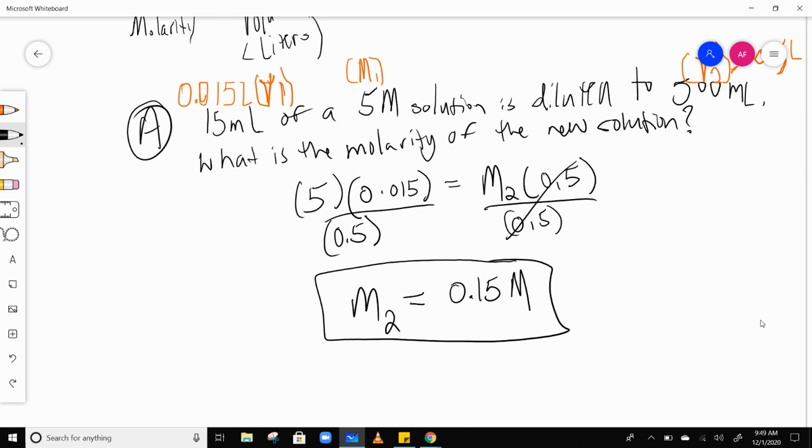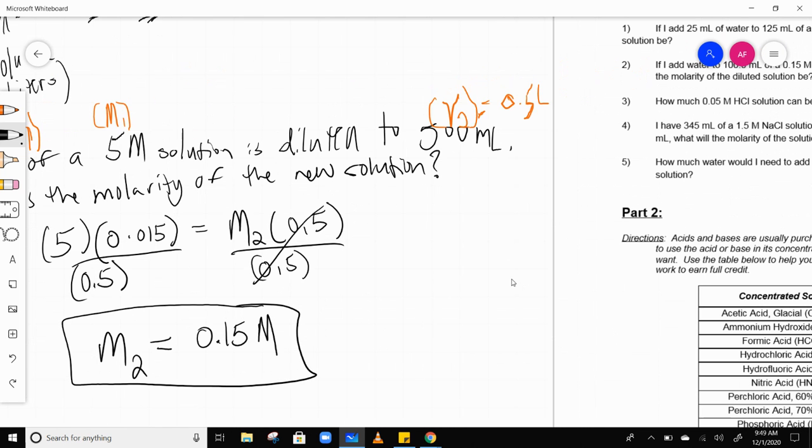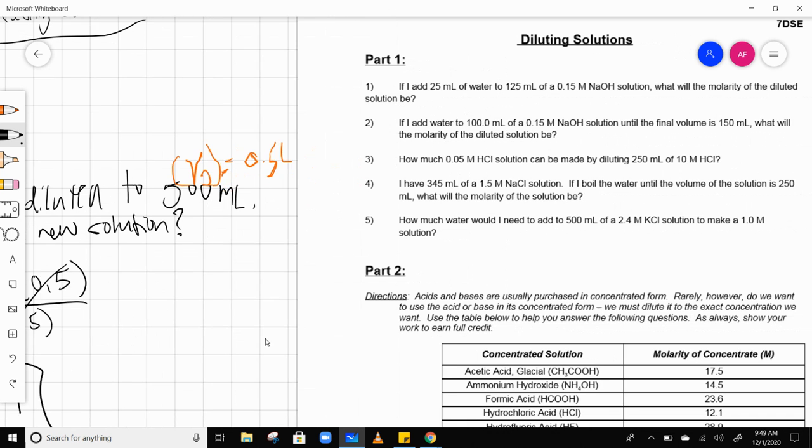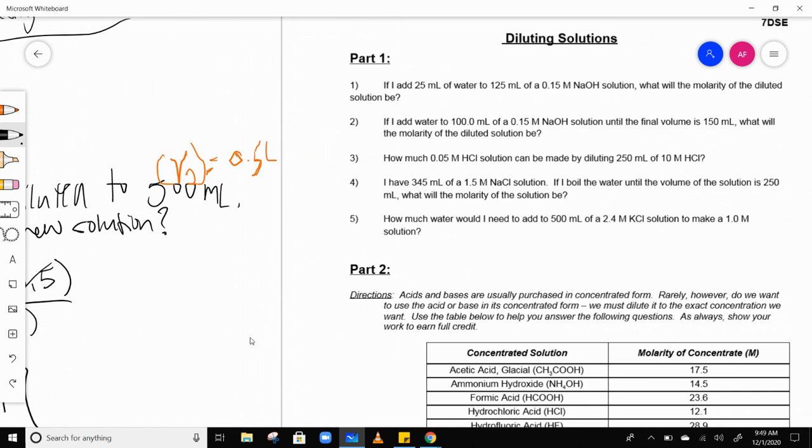That's pretty much what you're going to be dealing with for questions 1 through 5. You're given 3 of the variables, M1, V1, M2, V2, and then you need to solve for the variable you're looking for. Do remember again, convert milliliters to liters. Just divide by 1,000, or you can move the decimal place over 3 times.